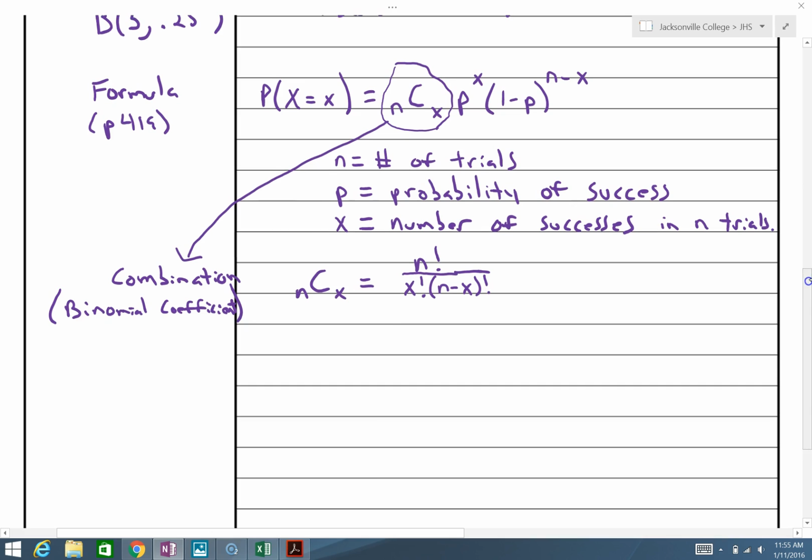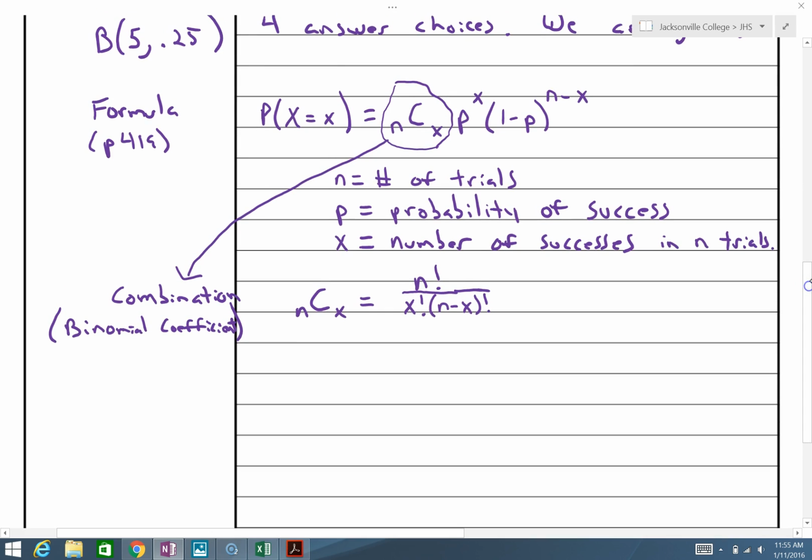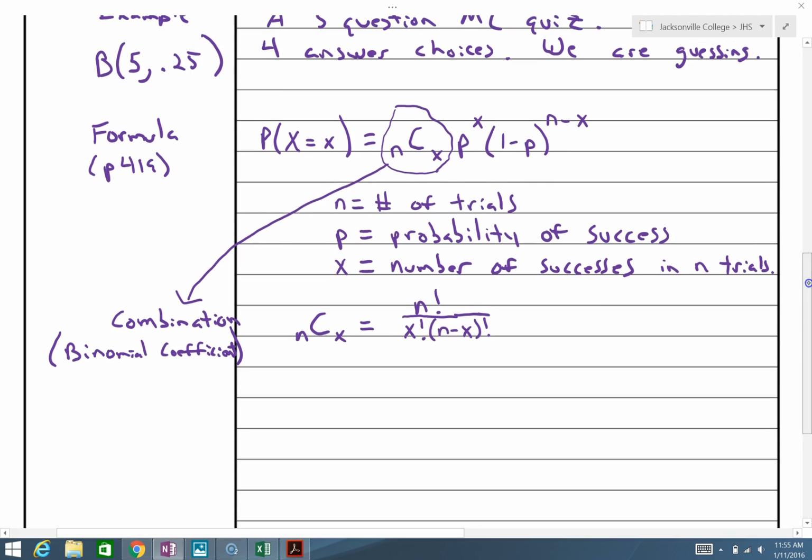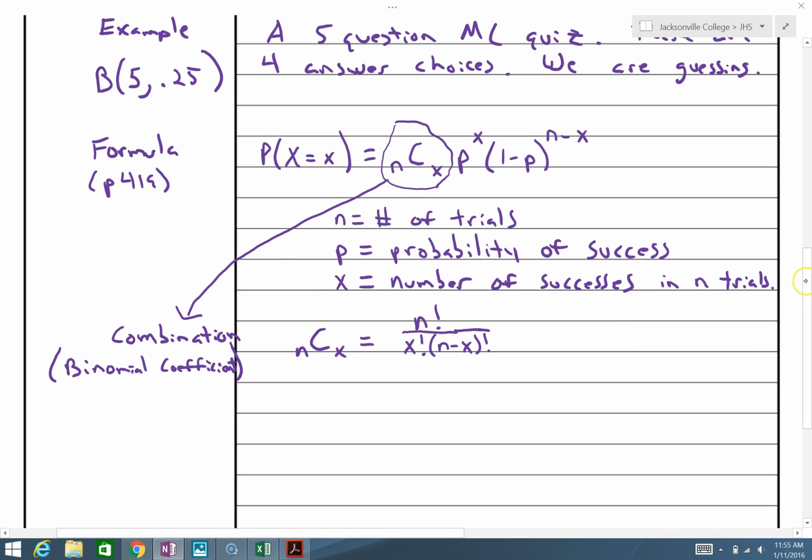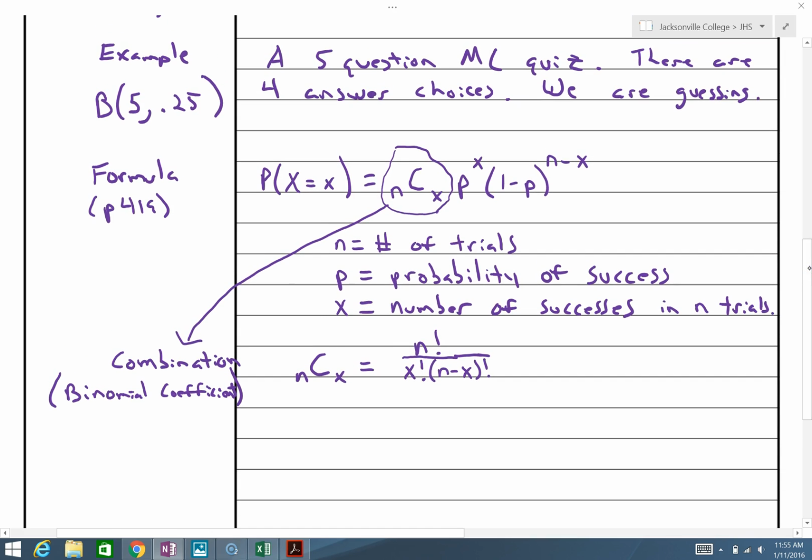Okay. Let's go ahead and use this for a particular instance for our situation. So we have our binomial random variable. We're guessing. We've got a 5-question multiple choice quiz, and we're guessing. All right. Let's say I want to find the probability that x equals 1. Okay. What I'm saying here is, what is the chance we get exactly 1 right?